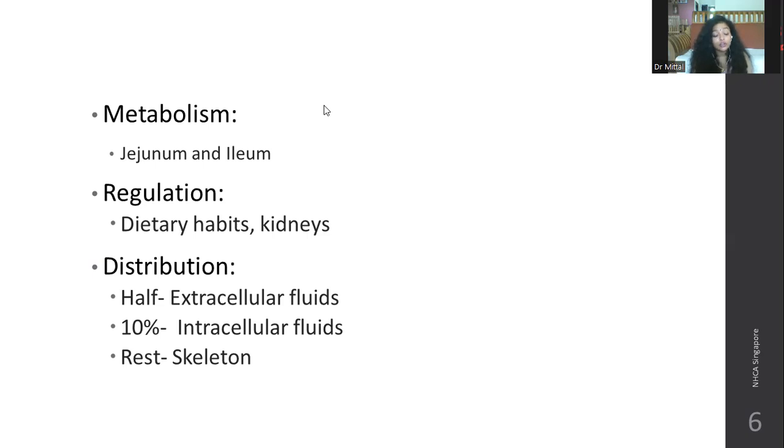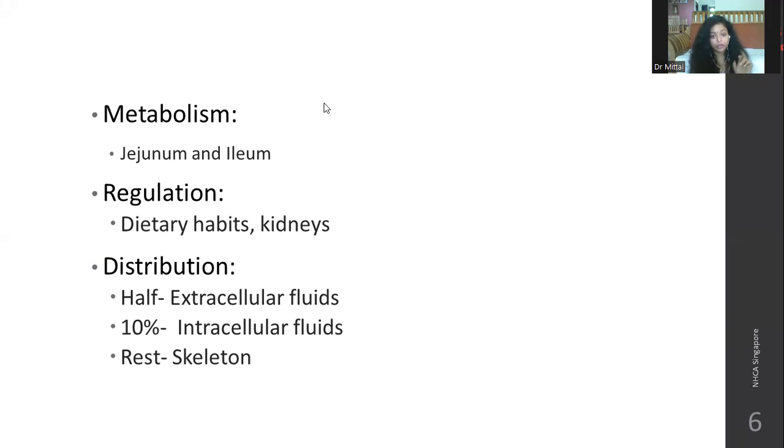So, distribution of sodium in the body. Half of the sodium is found in extracellular fluids. Extracellular fluids means the fluid that you find between cells. Okay, it is not inside the cells, it is outside the cells. Most of the sodium is found in extracellular fluid, and just 10% of the sodium you consume.